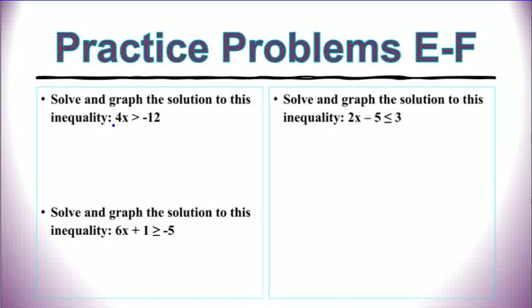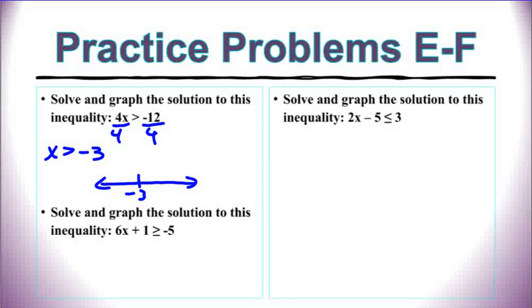So the opposite of multiplying by 4, I divide by 4. So x has to be greater than -3. So graph it, -3 here. It's got just the greater than symbol, so open circle, greater than means to the right. Next one, solve and graph this one.